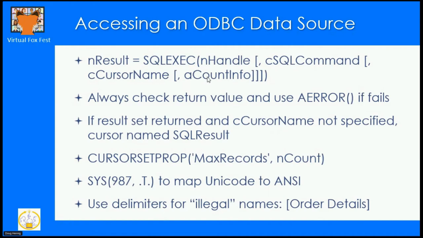As with the SQL connect and SQL string connect, always check the return value and use a error if it fails to find out what went wrong. If a result set was returned and you did not specify the cursor name parameter, then the cursor will automatically be named SQL result. If you don't want to get all records from the database for some reason, you can use cursor set prop to set max records to a particular value.